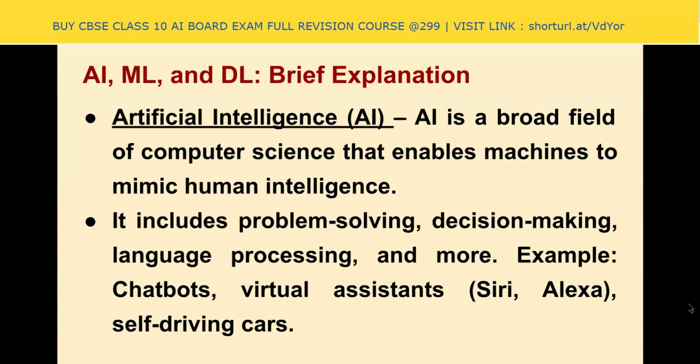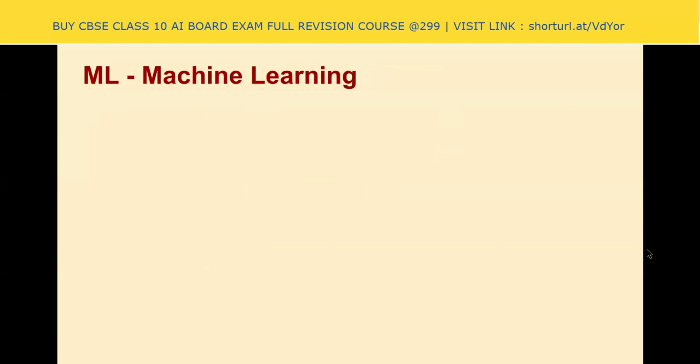So it's a broad field of computer science which is basically giving intelligence to machines. There are different things like language processing, problem solving abilities, and visual perception, mostly like the way human beings work. So this comes under artificial intelligence, with examples like chatbots, virtual assistants, and self-driving cars.